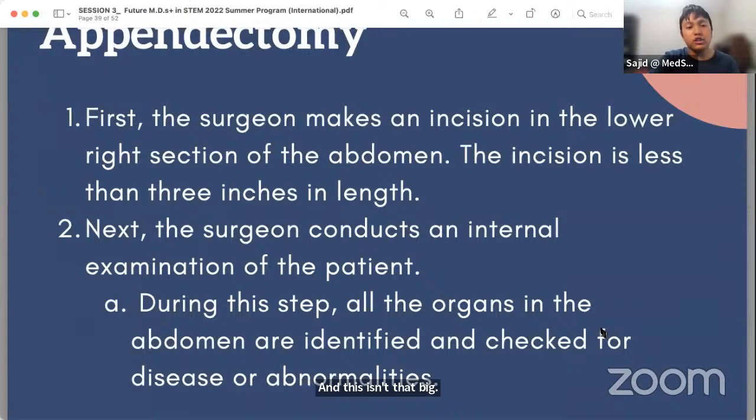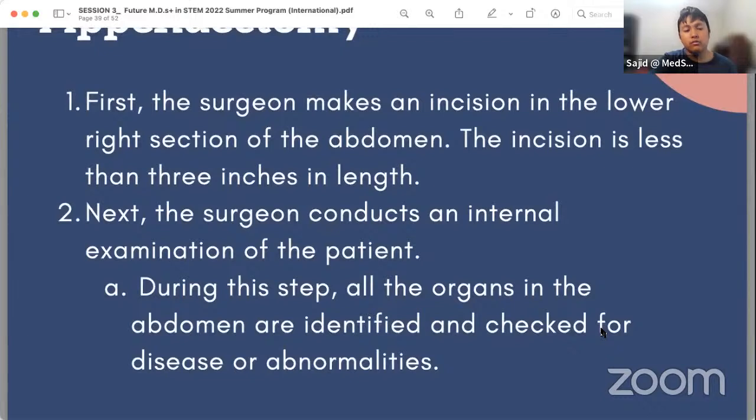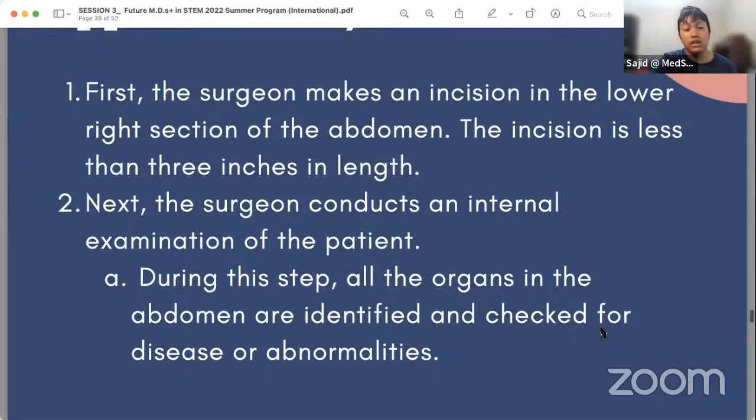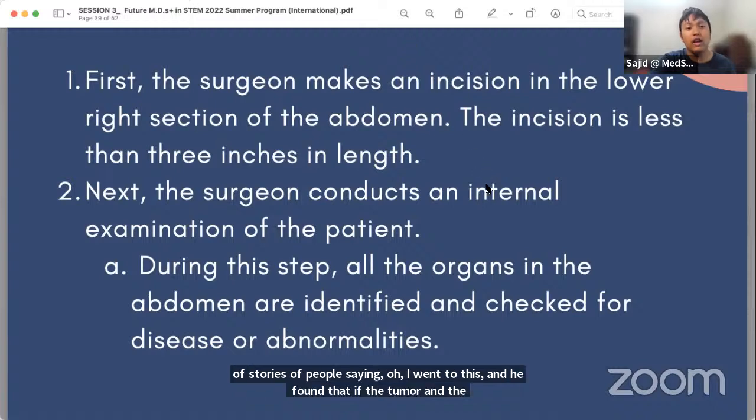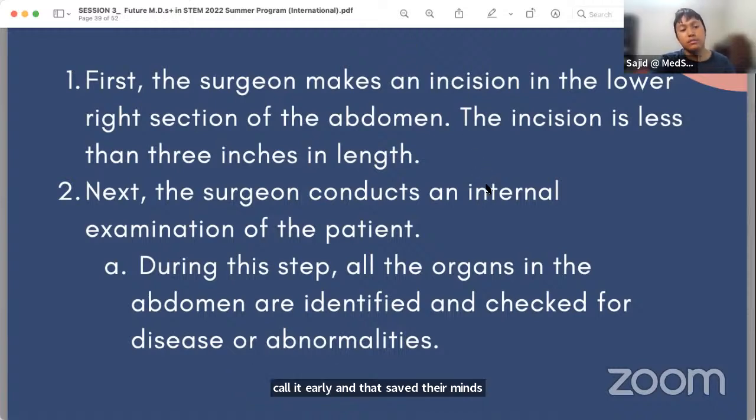Number 2 would be the surgeon conducts an internal examination of the patient. During this step, all the organs in the abdomen are identified and checked for disease or abnormalities, just to make sure that nothing else needs to be done while there. A lot of the time when you go in for a procedure, they might find a cancer or a tumor. That's why you'll hear a lot of stories of people saying, I went to the doctor for this, and they found that I had a tumor and they caught it early and that saved my life. So that's where these types of stories come in. Okay, next slide.